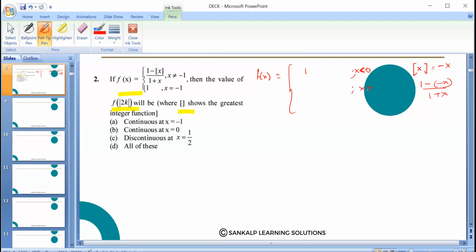But if x is greater than 0, then it will be 1 minus the greatest integer function of x by 1 plus the greatest integer function of x. So for x greater than or equal to 0, we can write this. Now if you take f of 2x, it will be 1 minus greatest integer function of 2x by 1 plus greatest integer function of 2x. Whereas here it is 1.